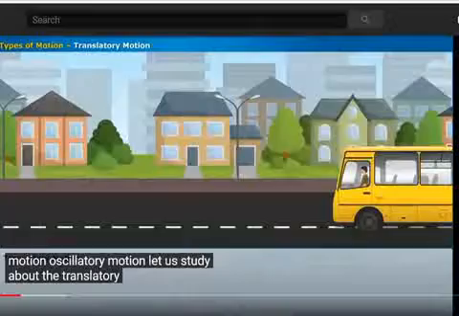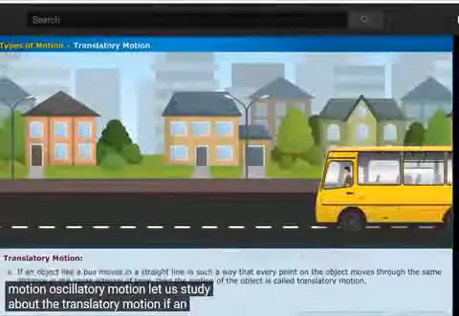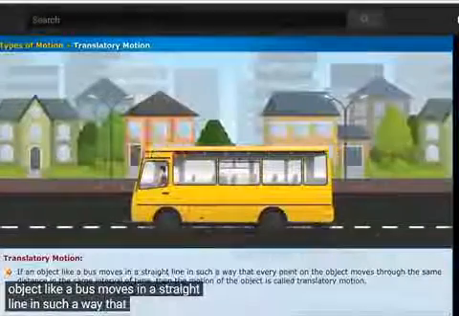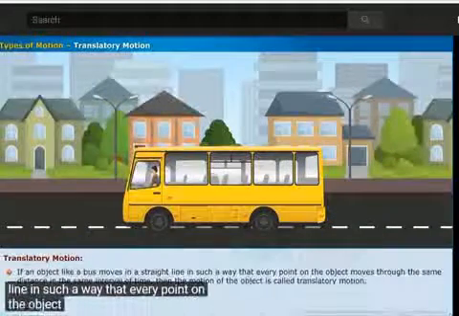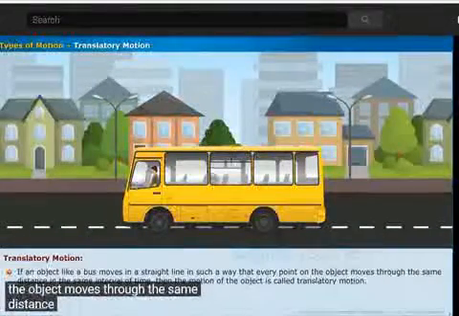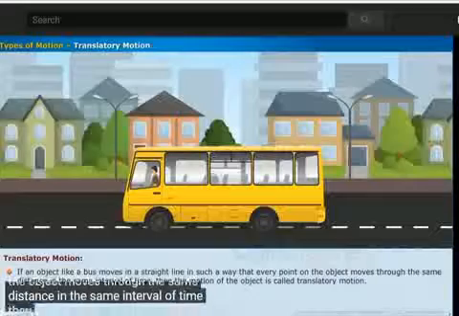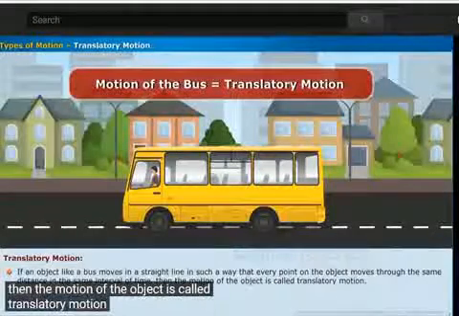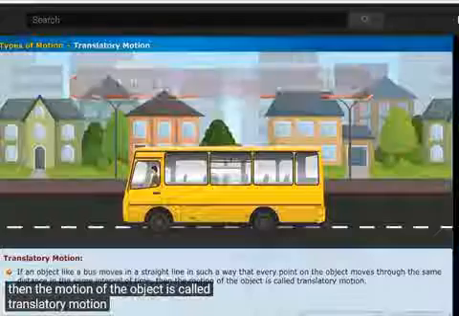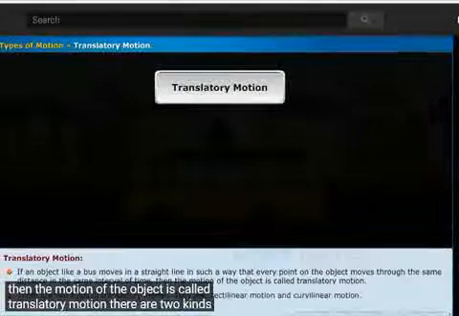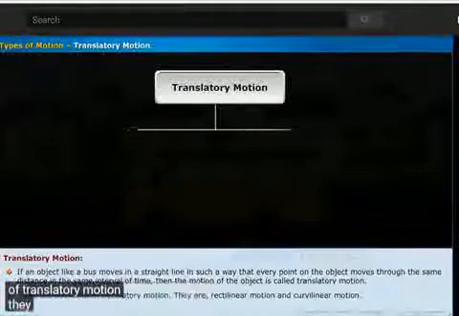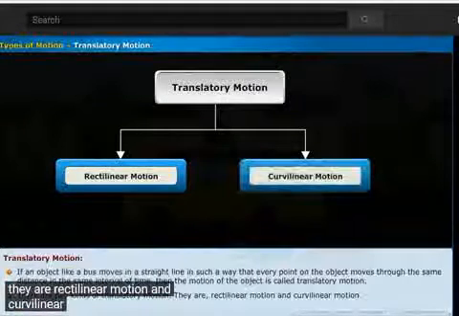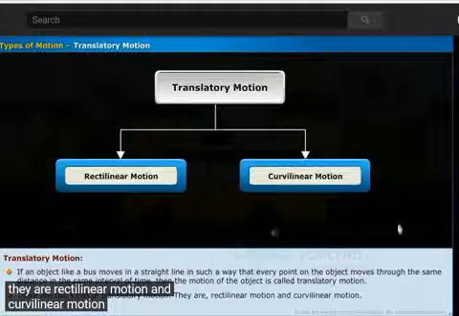Let us study the translatory motion. If an object like a bus moves in a straight line in such a way that every point on the object moves through the same distance in the same interval of time, then the motion of the object is called translatory motion. So the motion of a bus is translatory motion. Translatory motion is of two types, rectilinear motion and curvilinear motion.